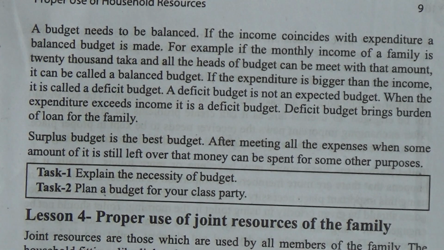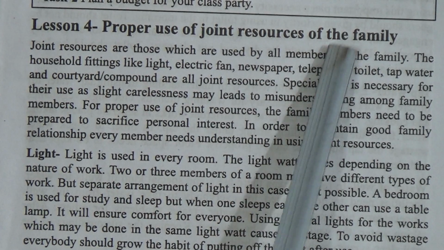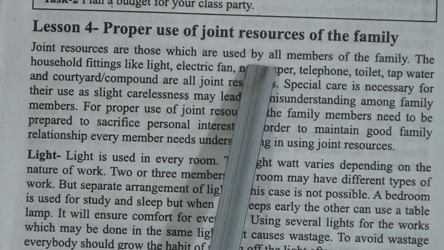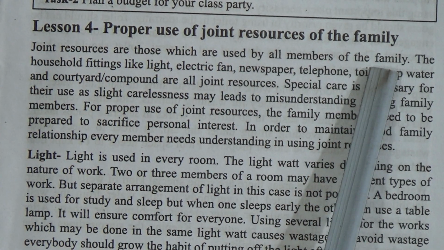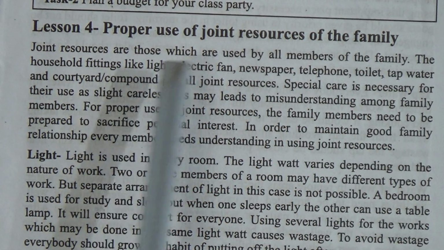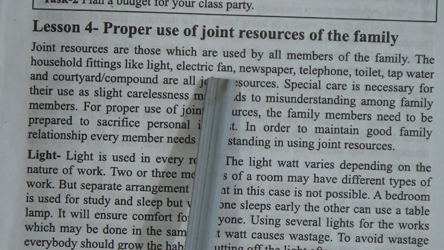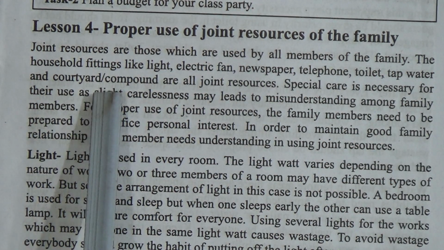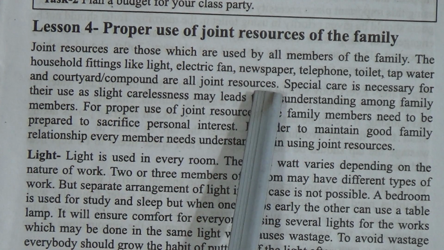Now students, come to lesson 4. Here we will learn about proper use of joint resources of the family. Joint resources are those which are used by all members of the family. The household fittings like light, electric fan, newspaper, telephone, toilet, tap water and courtyard or compound are all joint resources.